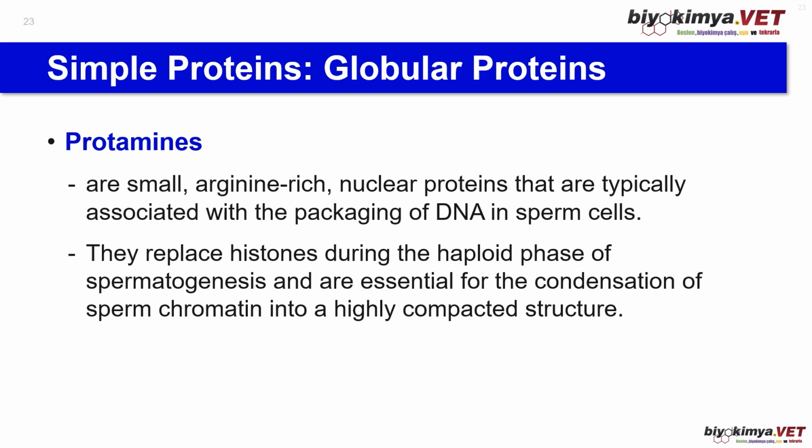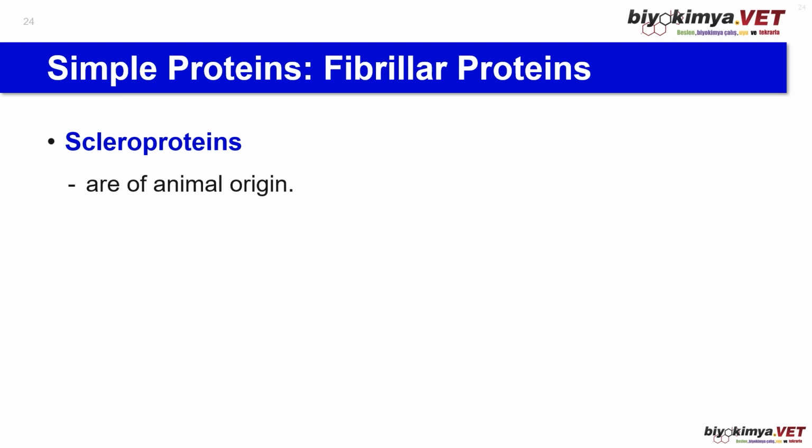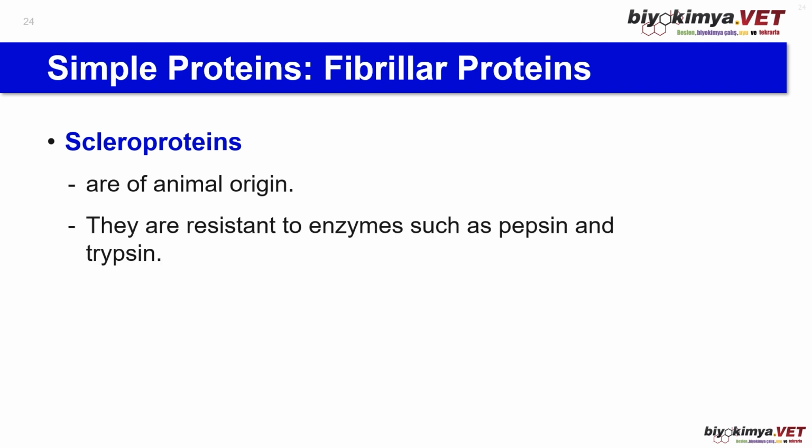And we finish the globular proteins. Second class of simple proteins, fibrillar proteins or fibrous proteins, the proteins whose molecule has the three-dimensional shape of a highly stretched ellipsoid. And scleroproteins. Scleroproteins are of animal origin. Scleroproteins refer to a class of structural proteins that contribute to the formation and maintenance of various tissues of animals. These proteins provide strength, stiffness, and structure to tissues such as skin, tendons, cartilage, and bone. They are resistant to enzymes such as pepsin and trypsin.